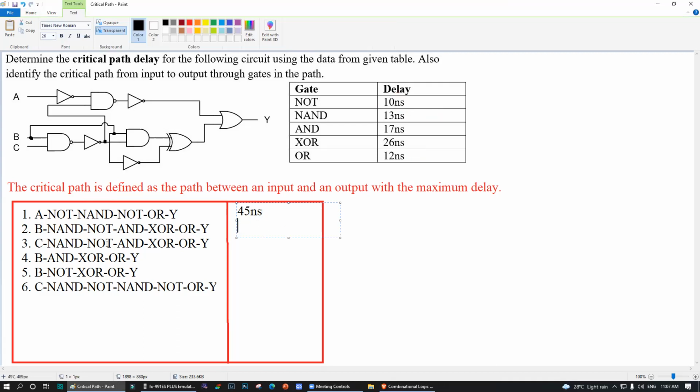Next one will be what? Next one, NAND, NOT. What is the value of NAND? NAND is 13, NOT is 10, AND is 17. Then XOR is 26. Then OR is 12. Then Y. So you got 78 nanosecond. Next one, NAND, NOT, and XOR, Y. Again, it is 78 nanosecond.